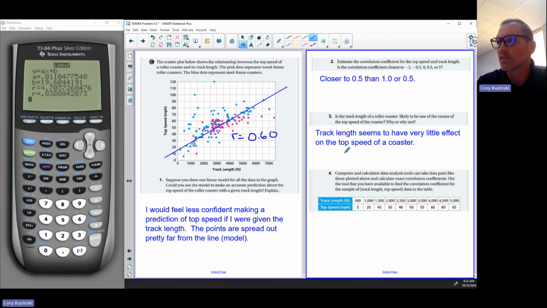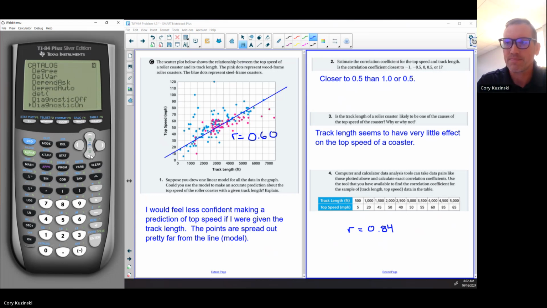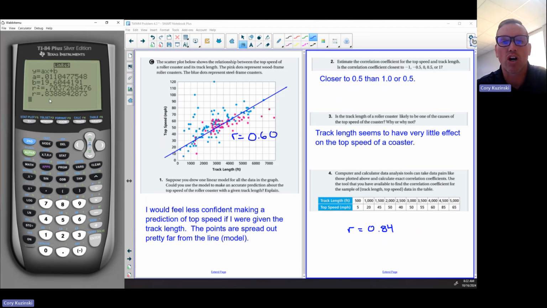So I'm going to write that in here. So it's R equals 0.84. So again, I went second, catalog, down to the D's. I found diagnostics on, enter, enter. I went stat, calc, linear regression, and calculate. And then it shows me how strong are these two variables related to each other. And in this case, 0.84. Those points are pretty close to that line.